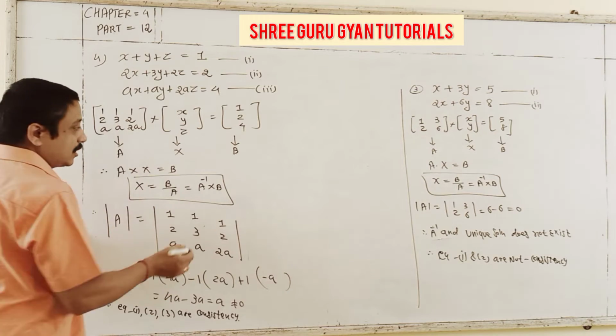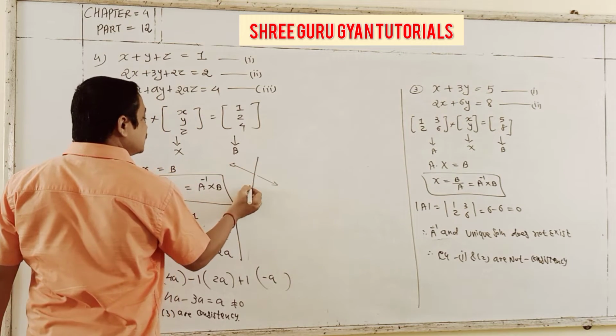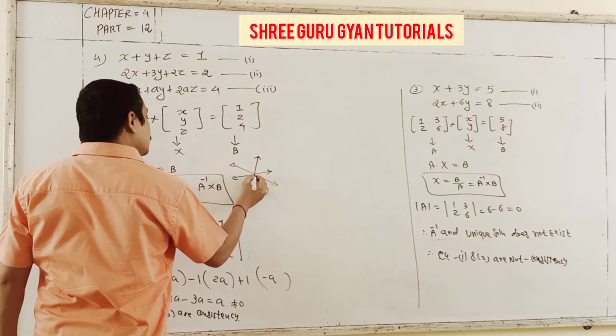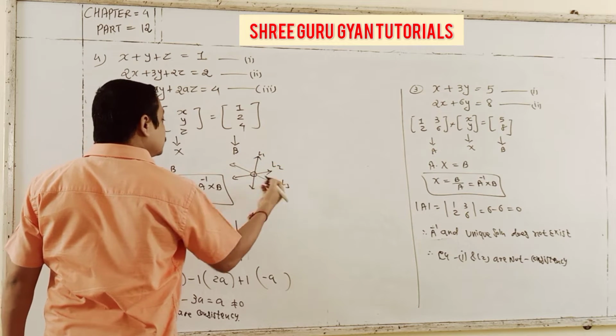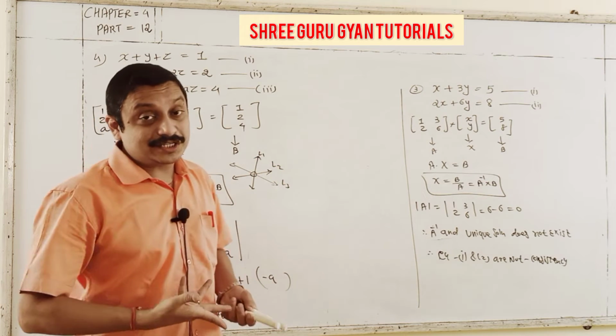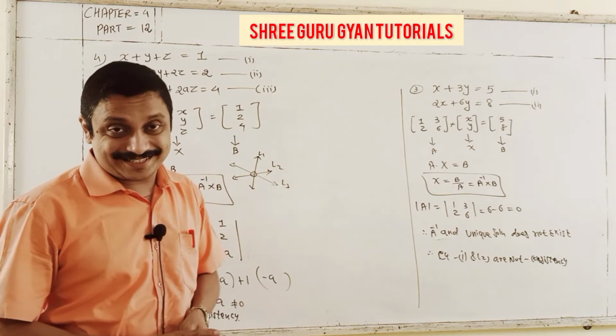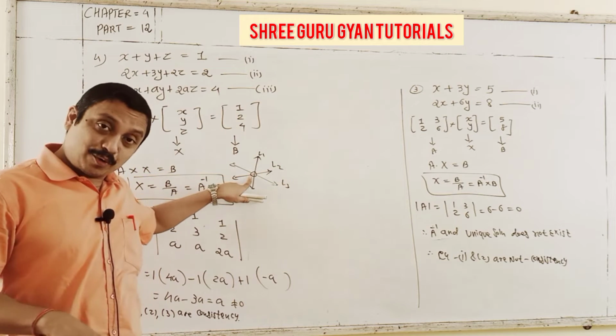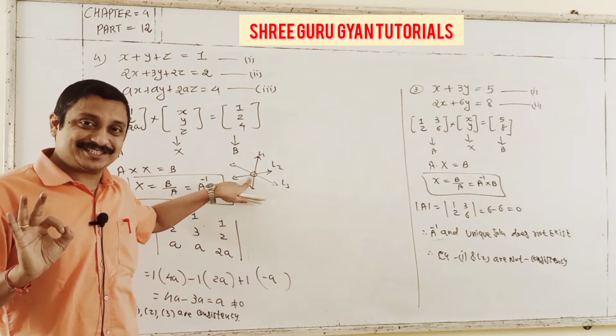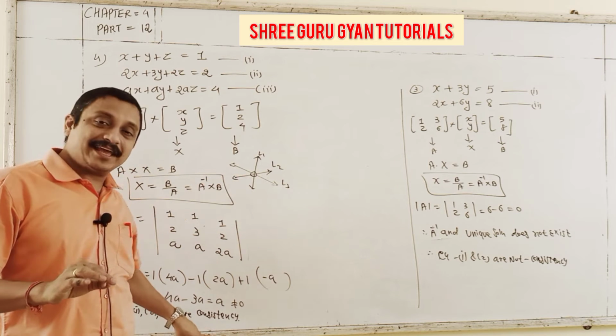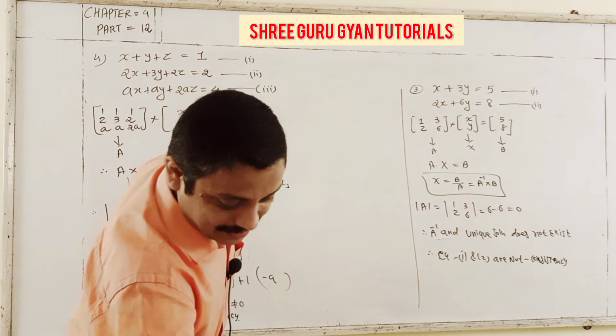In short, all 3 lines intersect at one common point. You can also call these concurrent lines, and this common point is called the point of concurrency. Therefore it is consistent. Next, question 5.